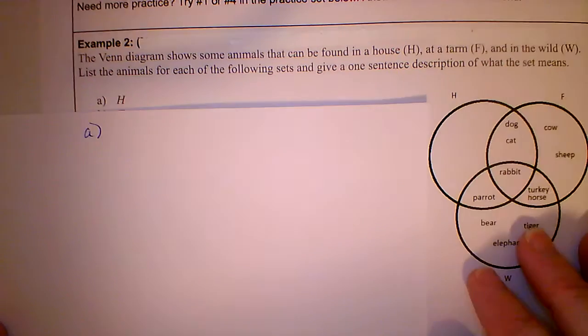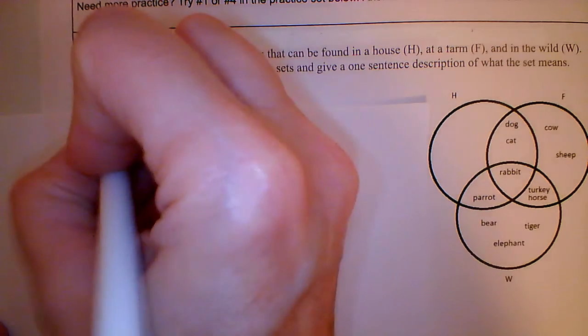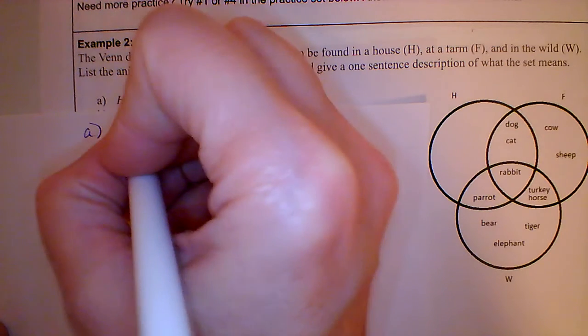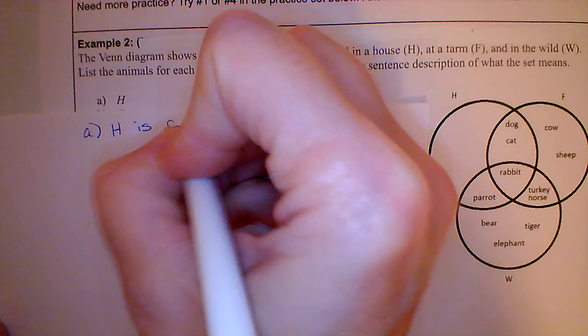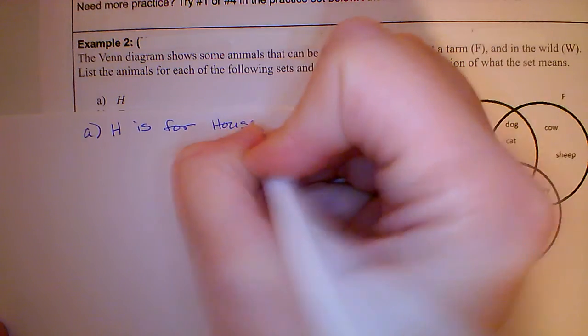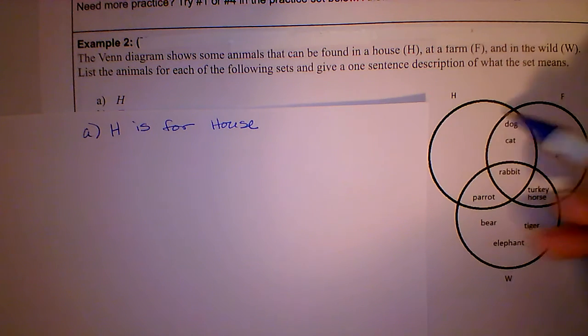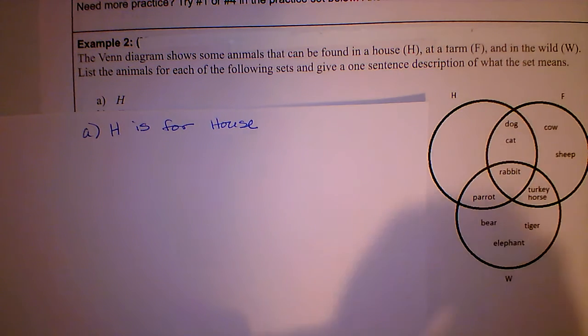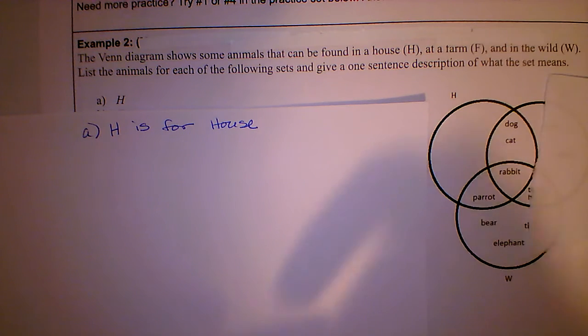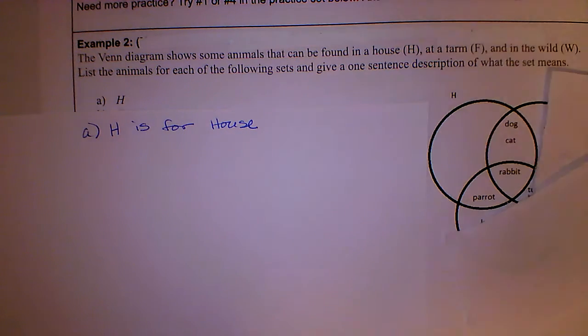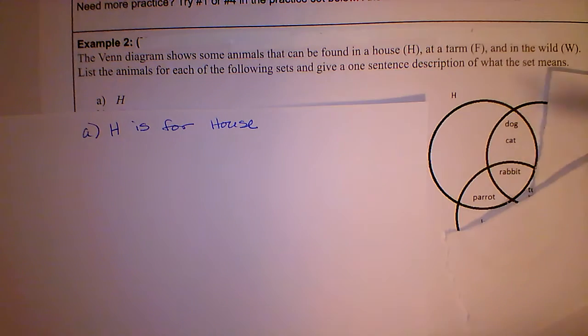Part A is set H. That's all we need. Well, I know H is for the house. So I need all of the animals that can be found in a house. All I want is this circle H. I don't need any of the F. I don't need the W. So I'm actually going to physically cover up the things that I don't want. So all I want is circle H, so I'm going to cover everything else up so I don't get sidetracked.